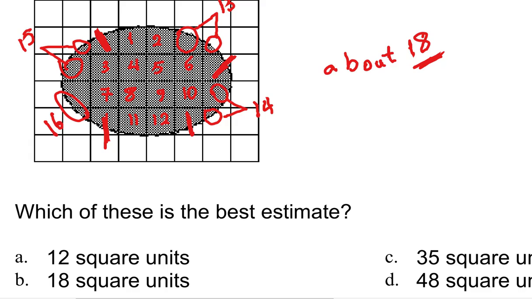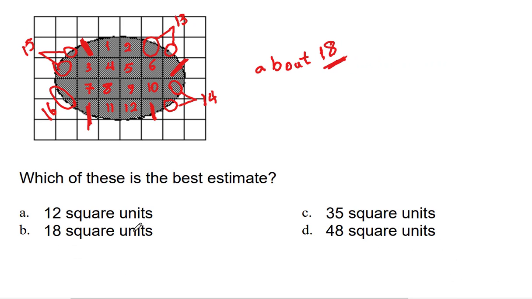So it's about 18. It will be more than 18, but not 35. You see the numbers for the answers here? Not 12, and not 35. So which one should we choose? Of course, 18. So, my heroes, this is an estimate, and for this one, it's about 18.